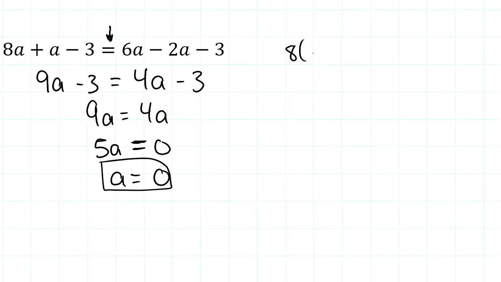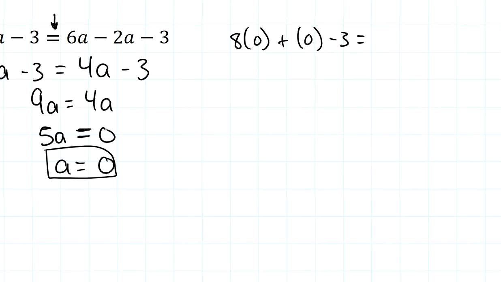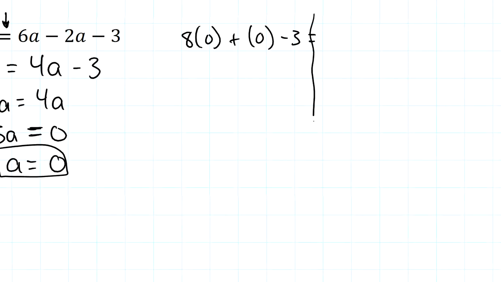So 8 times 0 plus another 0 and then minus 3. So that's the left-hand side. And over on the right-hand side, I need to see if it's the same. On the right-hand side, I've got 6 times 0, and then minus 2 times 0 minus 3.